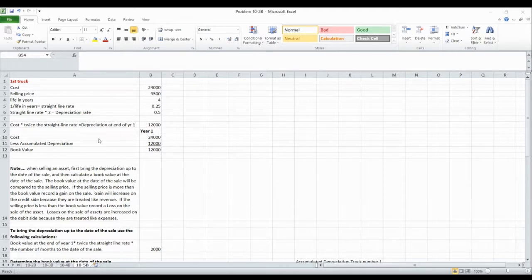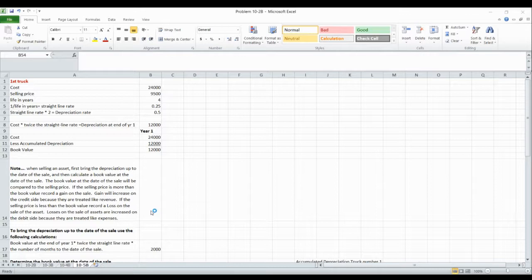On our balance sheet for year 1, we'd have the cost of that asset listed at $24,000. We would subtract out the accumulated depreciation that is related to this asset, which was $12,000 in the first year, and that will leave us with the book value of $12,000.